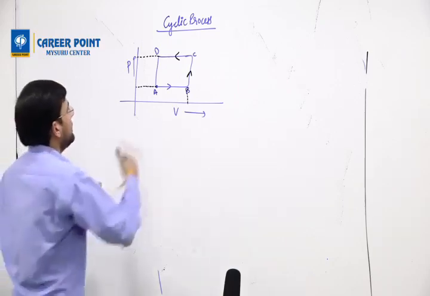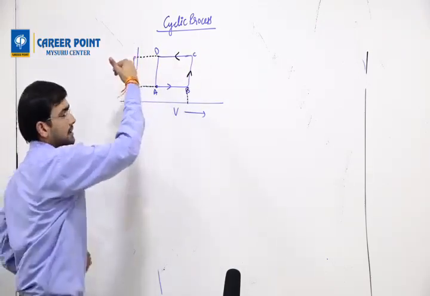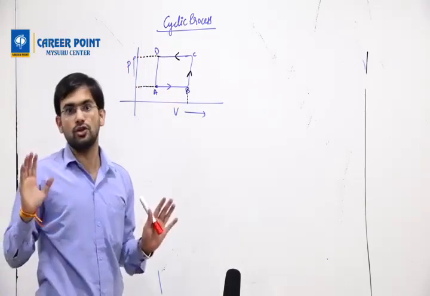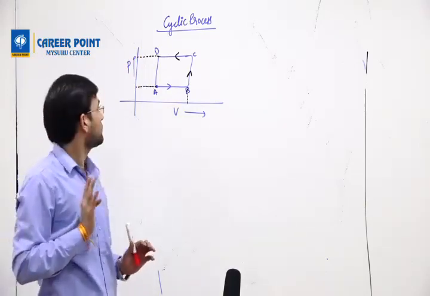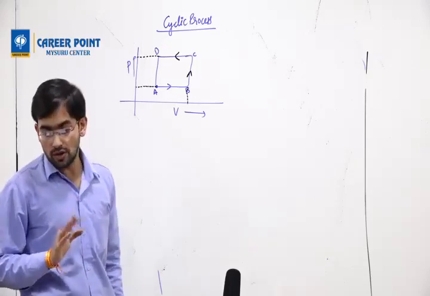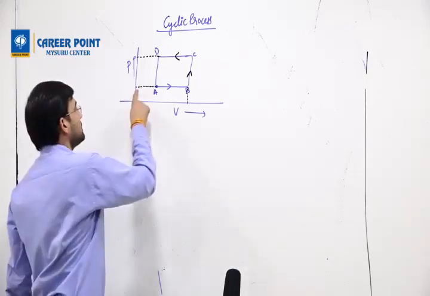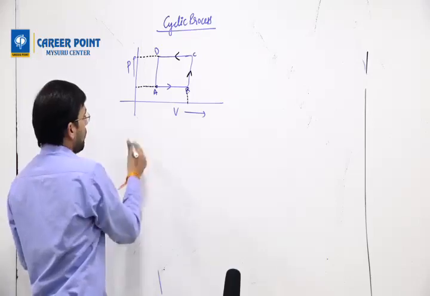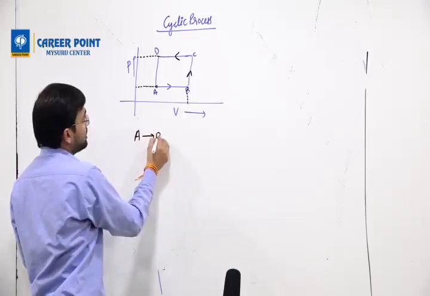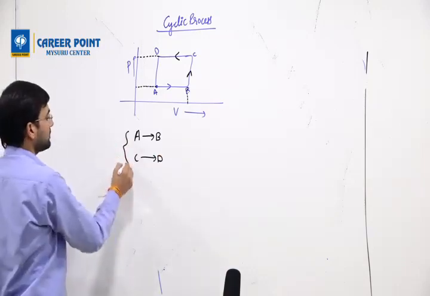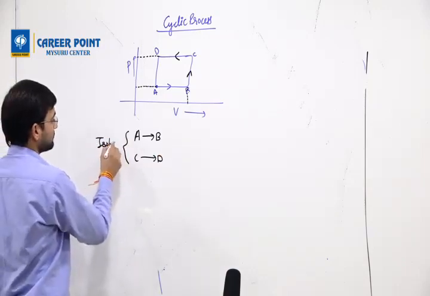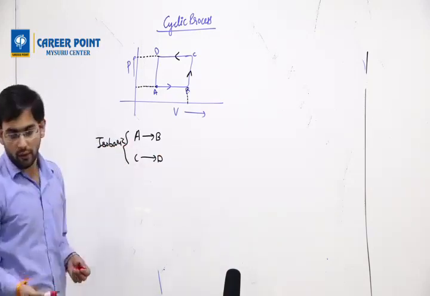Now C to D is isobaric. My question is, just now you have told me that there are two isobaric processes. What is the difference between A to B and C to D? Both are isobaric only. What is the difference between them?